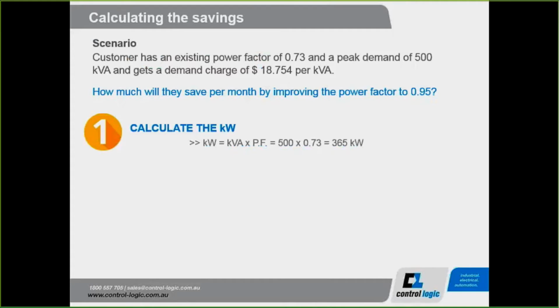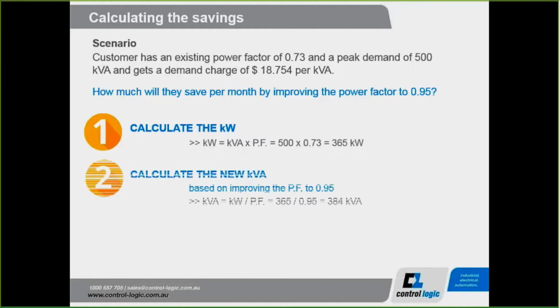So step number one, we need to calculate the kilowatts. The kilowatts are equal to the kVA, in this case 500, times the power factor, in this case 0.73. So the result is 365 kilowatts. The kilowatts are not going to change when we improve the power factor because they're already the in-phase component of voltage and current.